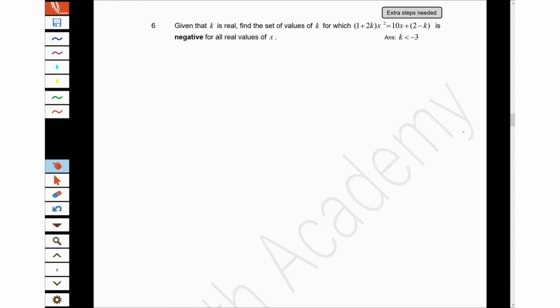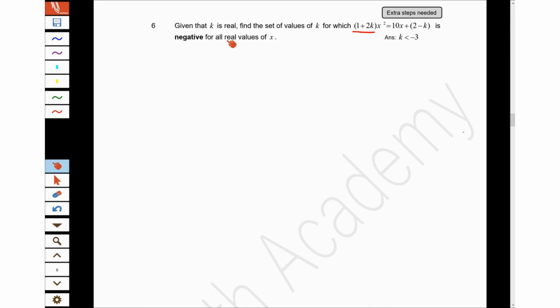Question 6, the first focus is that you can see that there's a letter called k in front of x squared. That means you need to have extra steps later on. The extra steps will depend on the face of that quadratic graph. We will come to that later. Keyword is the word called negative.